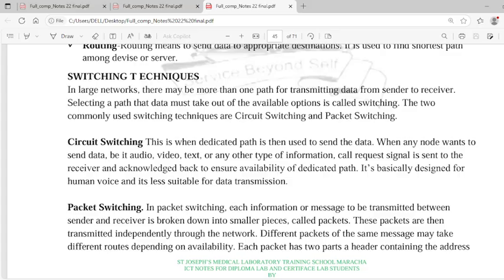Circuit switching is where a dedicated path is used to send the data. When any node wants to send data, be it audio, video, text, game, or any other, a call request is sent to the receiver, and an acknowledgement is made back to the sender to ensure that there is availability of a dedicated path. So this is basically designed for human voice and less suitable for data transmission.